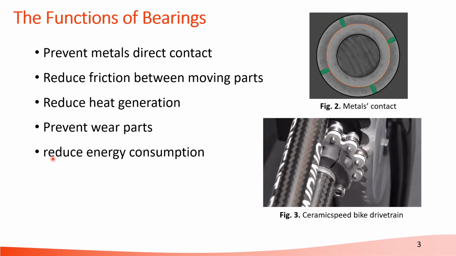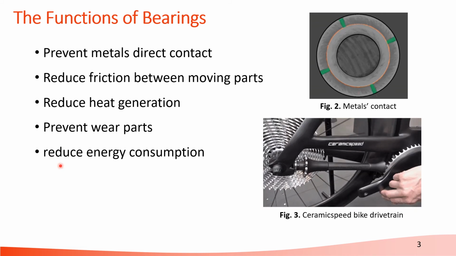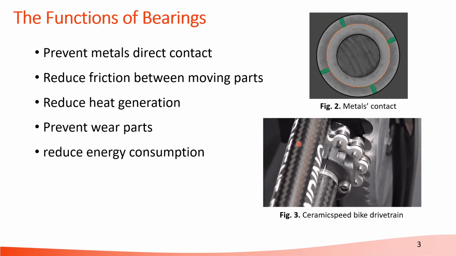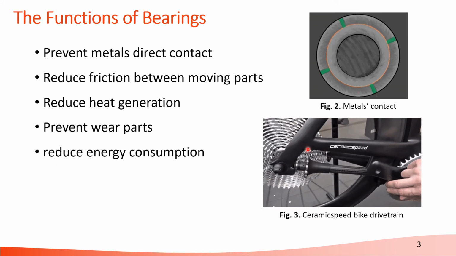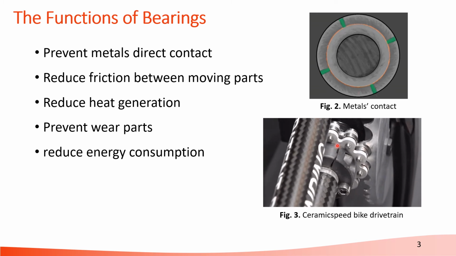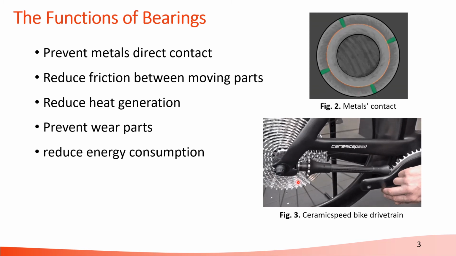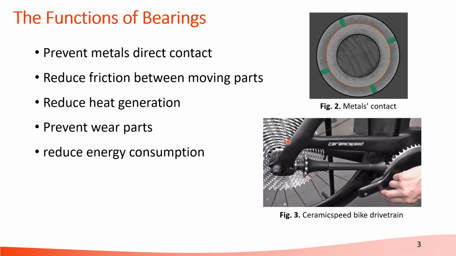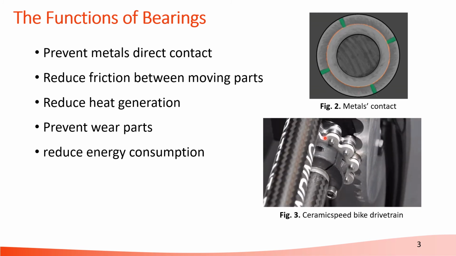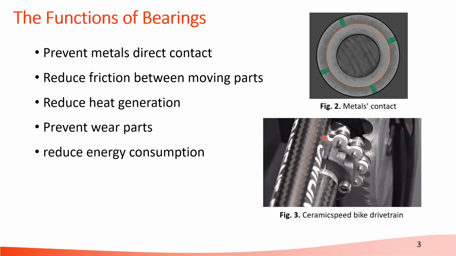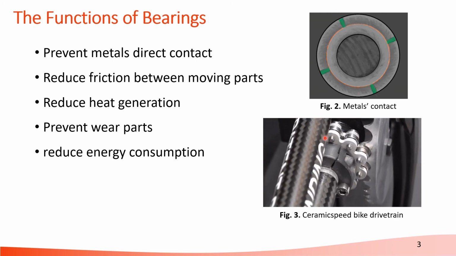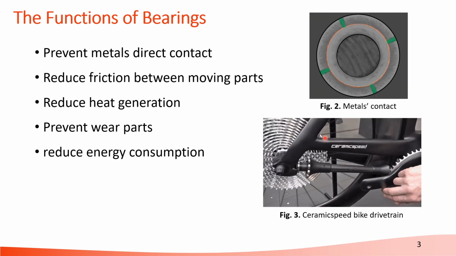The last thing is that bearings can reduce energy consumption. As you can see in figure 3, this is a ceramic bike drivetrain, which is made of many small ceramic bearings. This drivetrain can achieve 99% efficiency, so if you ride this bike, you will save a lot of energy. So bearings can reduce a lot of energy consumption.